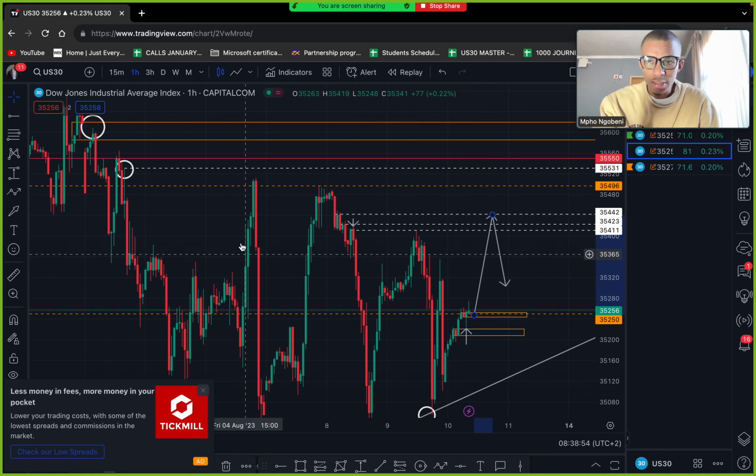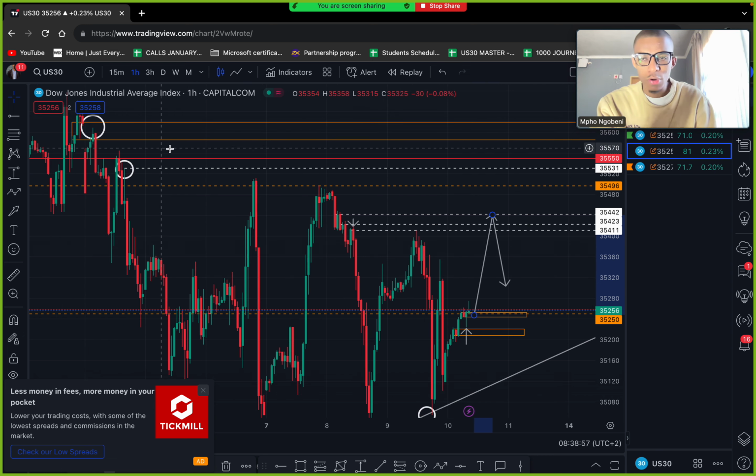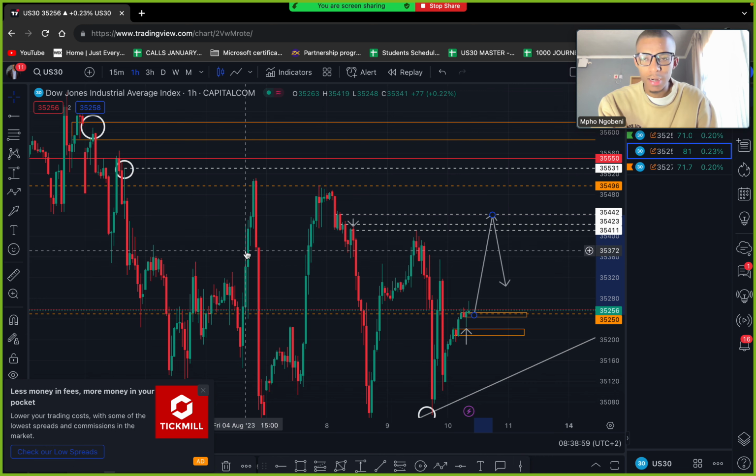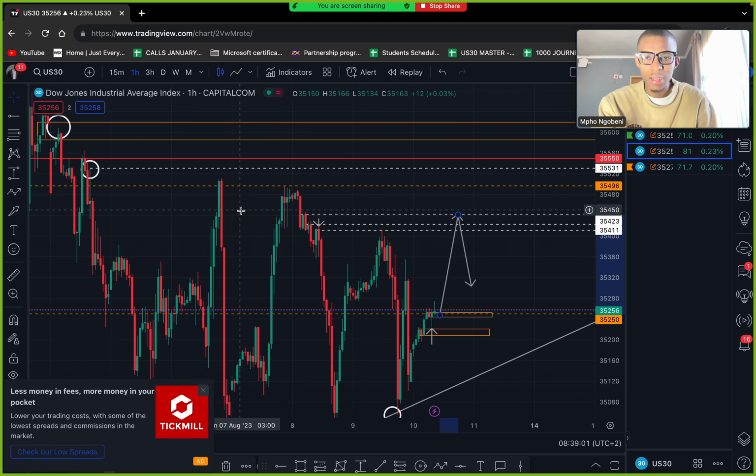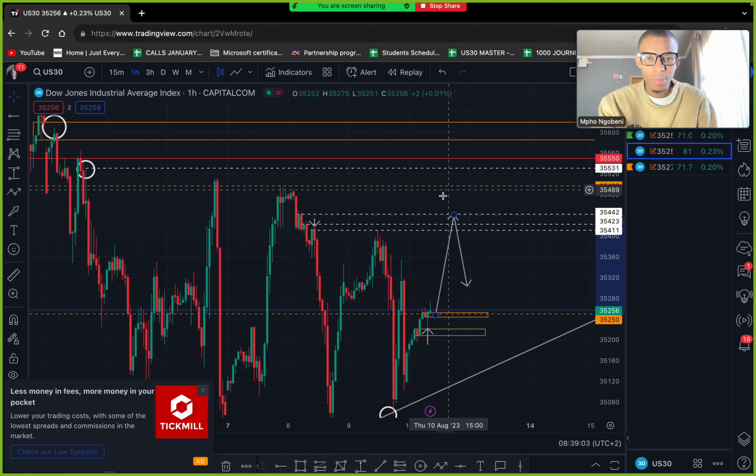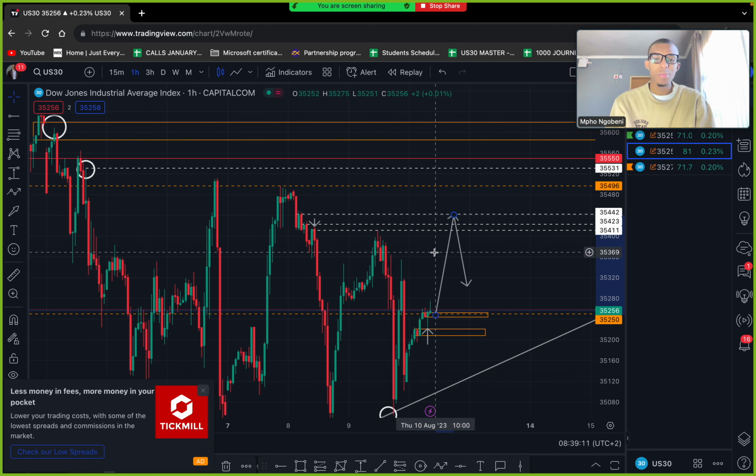Because at this area, do we have zones? At the moment, we don't have zones at that area. So we're just hoping that it's gonna maybe retest at that area. Or if it does break, we do know that these areas here are very strong support.